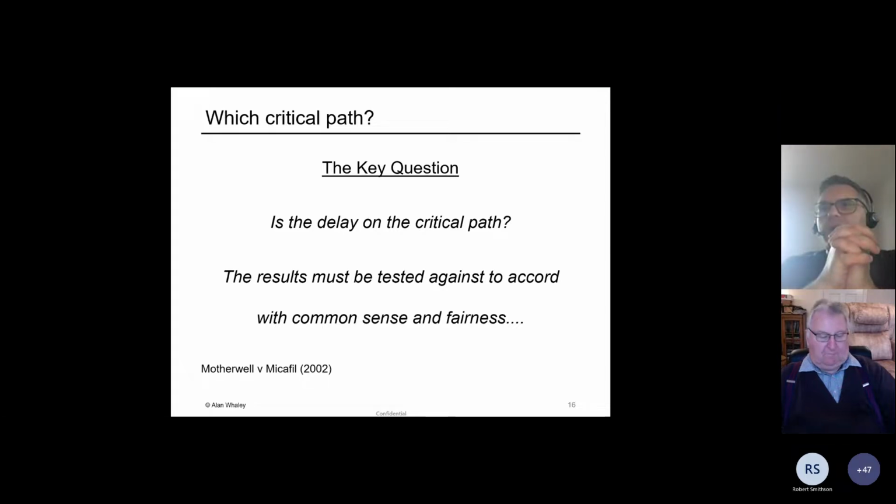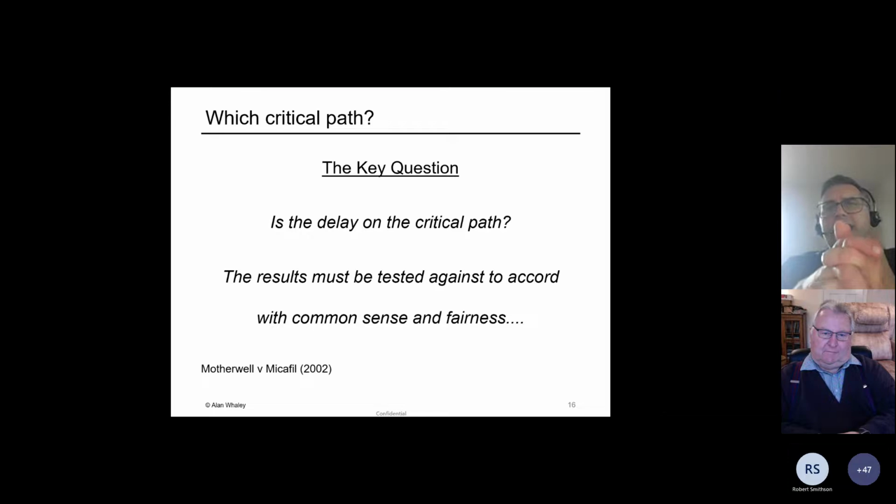The key question overarching all of this is where does the critical path run to a milestone or a section of work? And one of the theoretical issues that we have to understand is that there are different critical paths. So this is a quote from a case called Motherwell v McCaffell. The question the court said was, key is the delay on the critical path? And once we have a delay analysis, the results must be tested to accord with common sense and fairness. So does this delay analysis make sense?